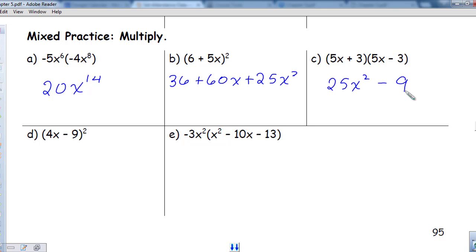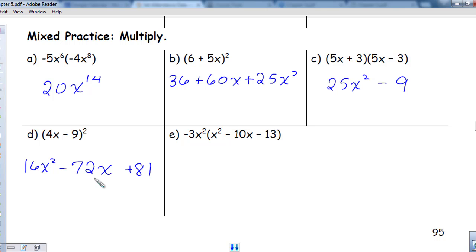All right, in D, we've got 4x minus 9 squared. So I'm going to square my first term. I get 16x squared minus 81. Or I'm sorry, that's going to be plus 81. And in the middle, we get 4x times 9 is what? 36 times 2, so minus 72x. Very good. Okay, questions about this one?